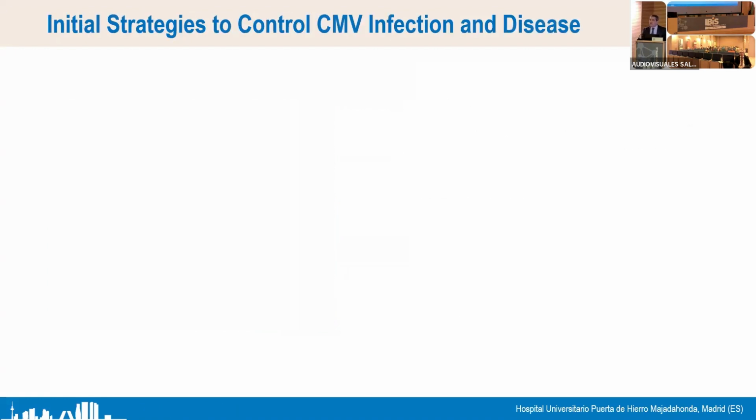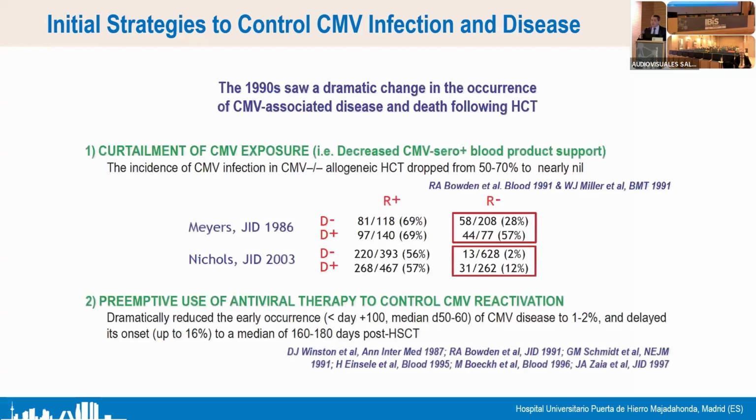Then, what were the initial strategies? There were two key things. One of them was curtailment of exposure, and that meant that we learned to do serologies in patients and to make sure that we didn't give CMV positive products to CMV negative patients that didn't have a risk. Part of it was that we screened our blood products, so we knew the CMV serology of our blood products.